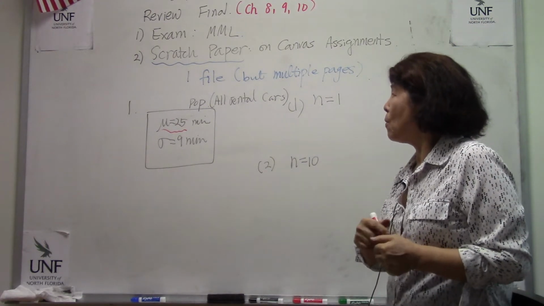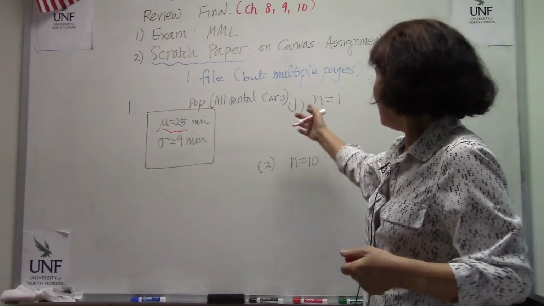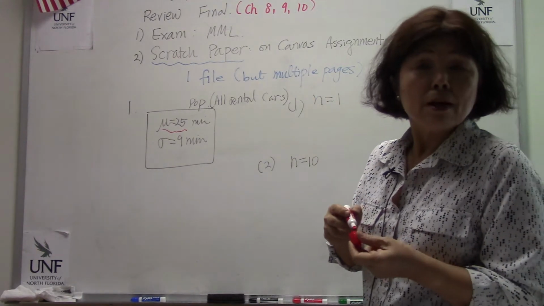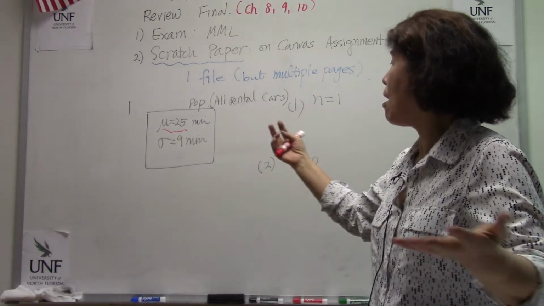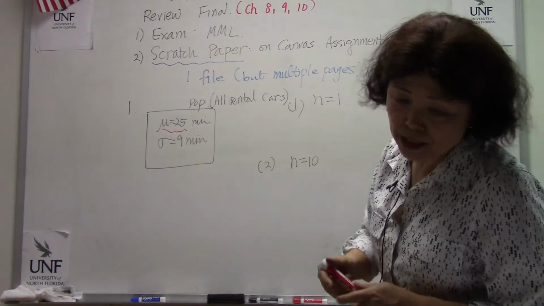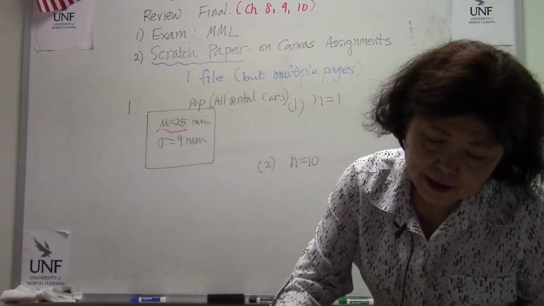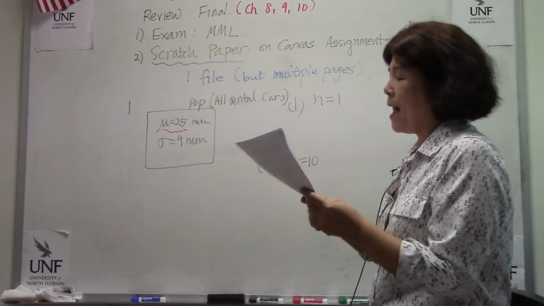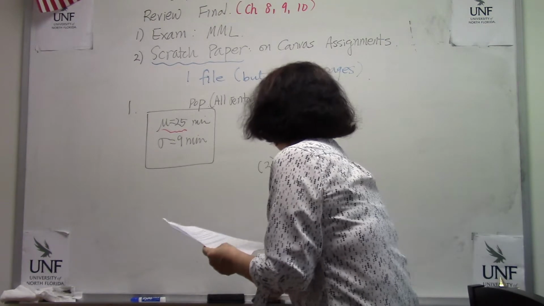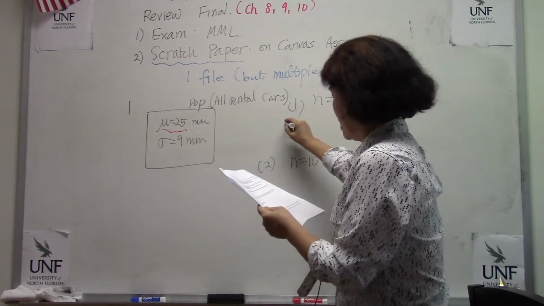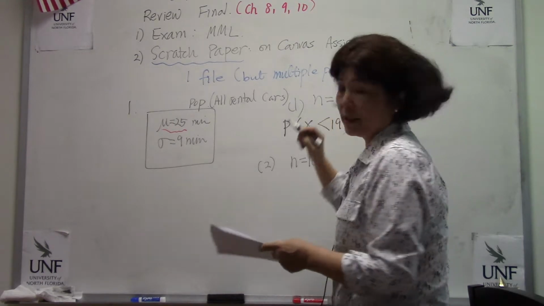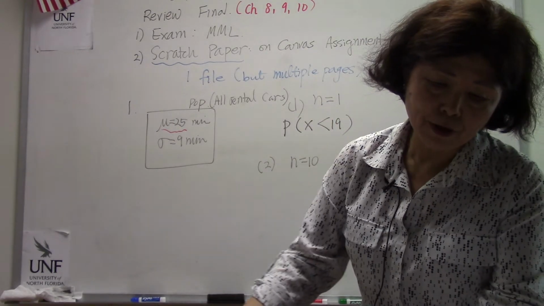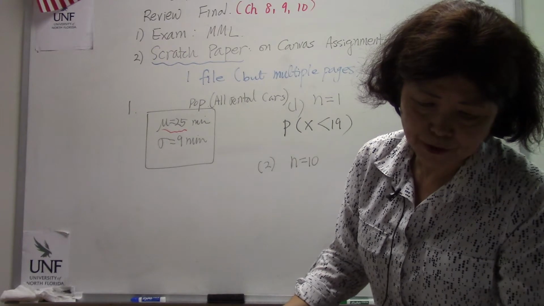Now we are going to have samples, but the first one is just n equals 1, so it doesn't mean much. It is just one car picked out, and what is the probability that maintenance time is less than 19 minutes? This is the same as just P of X less than 19 minutes. X versus X bar doesn't make any difference here, correct?